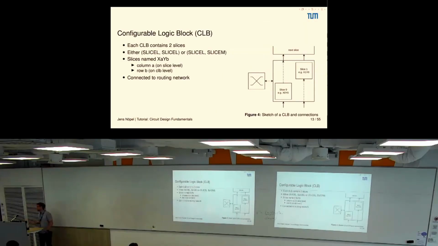So this slide is more about the indexing of the slices, and the naming happens like that: column A is only on slice level and the row level on CLB level. The CLBs are connected to the routing network via switch boxes.